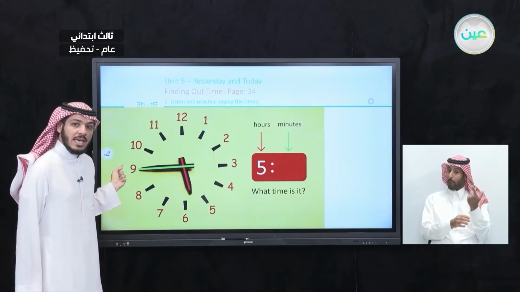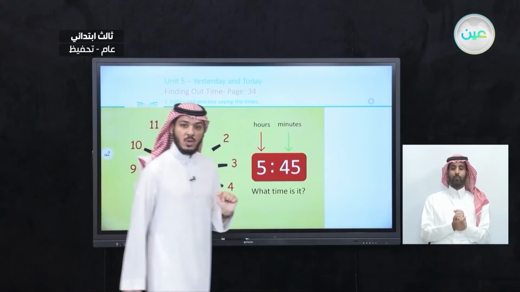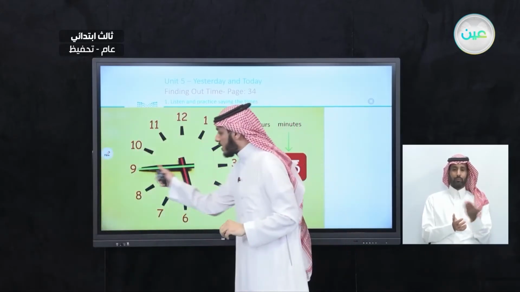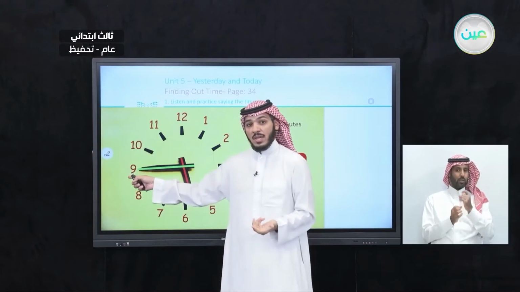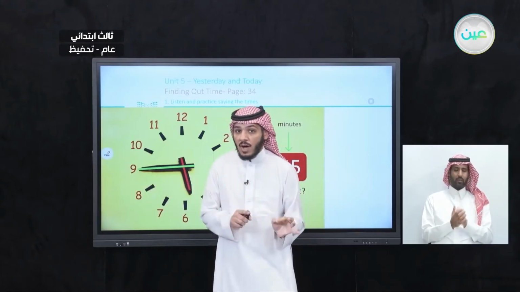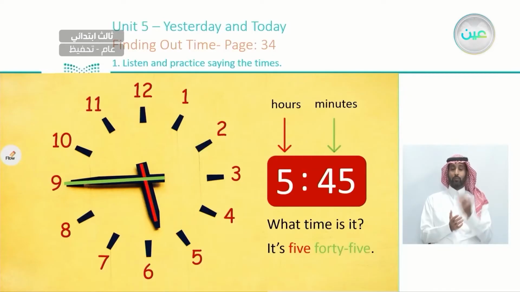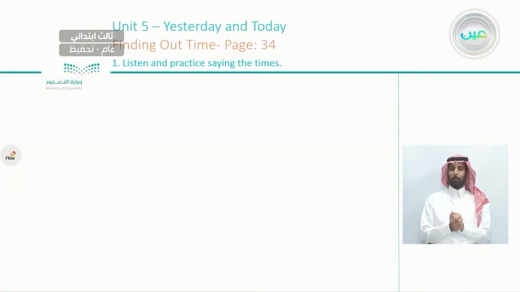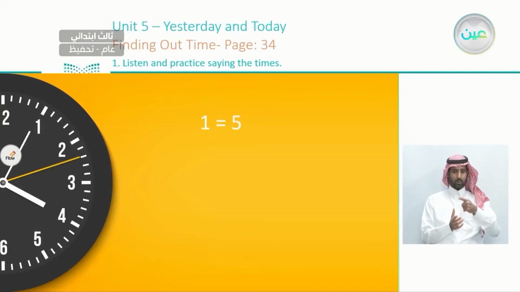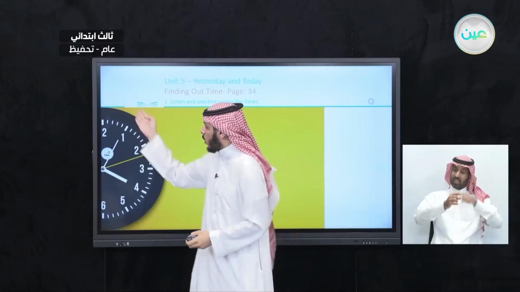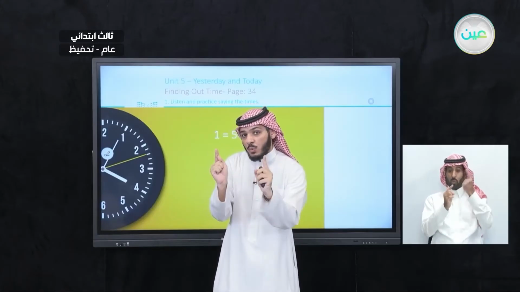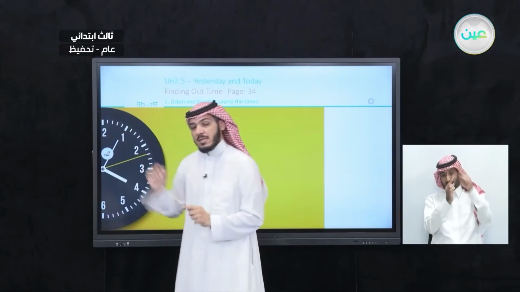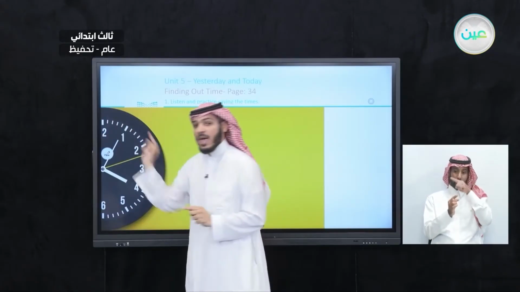It's not 9, it's 45. How does it come to be 45? We have 9 here, but we say 45. Why? Let's see. Look here, we have small lines. We have 12, 1, 2, 3, 4, 5, and so on. Between number 12 and 1, we have small lines. Those are the minutes.